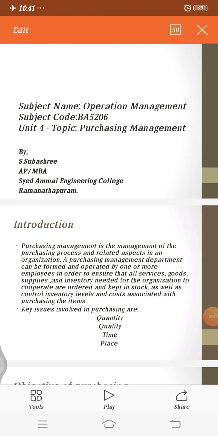Good morning students. Now we are going to see the fourth unit. In that, specifically, we are going to see what is purchase management. Purchase management is the management of the purchasing process and related aspects in the organization.